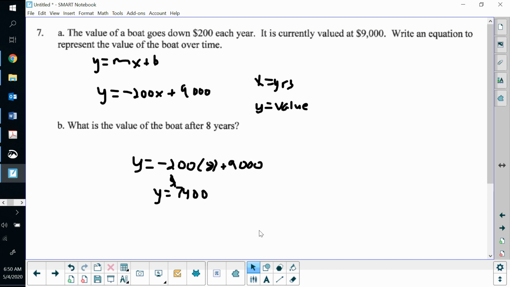Okay, so you're going to do number 8 on this page 18, and then on page 19 also do 11 and 12.